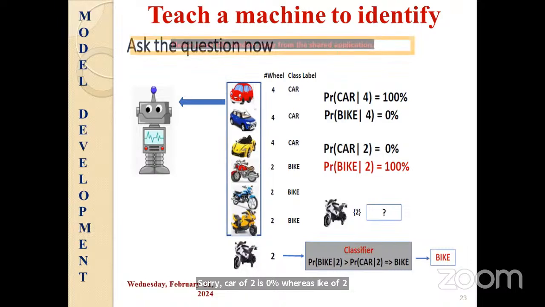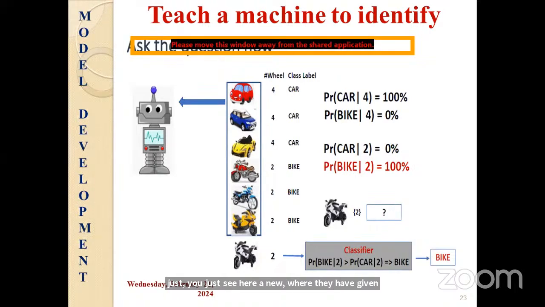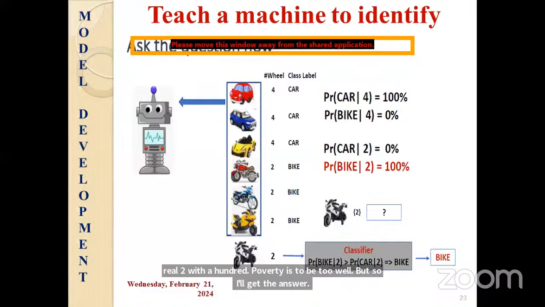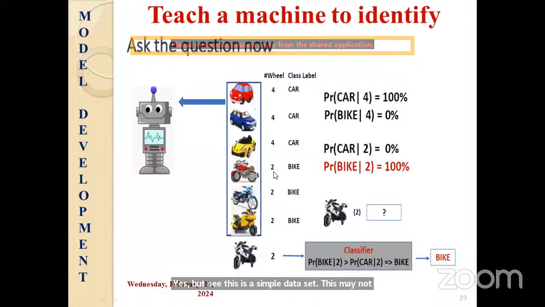Now a new image is given where only one value, wheel, is given as 2. Tell me whether it is a car or a bike. Since the probability of wheel 2 is 100% for a bike, I get the answer: bike. This is a simple data set. This may not work well; it may work well only with this type of data set.